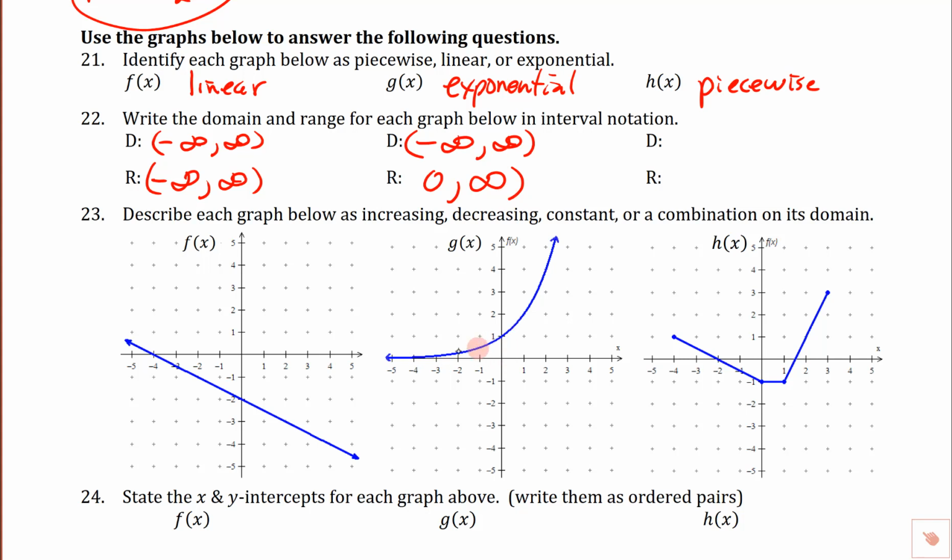And then remember, this never actually comes down and touches the x-axis. That's like an asymptote. So it never actually touches there, so that's going to be 0 with a round bracket.